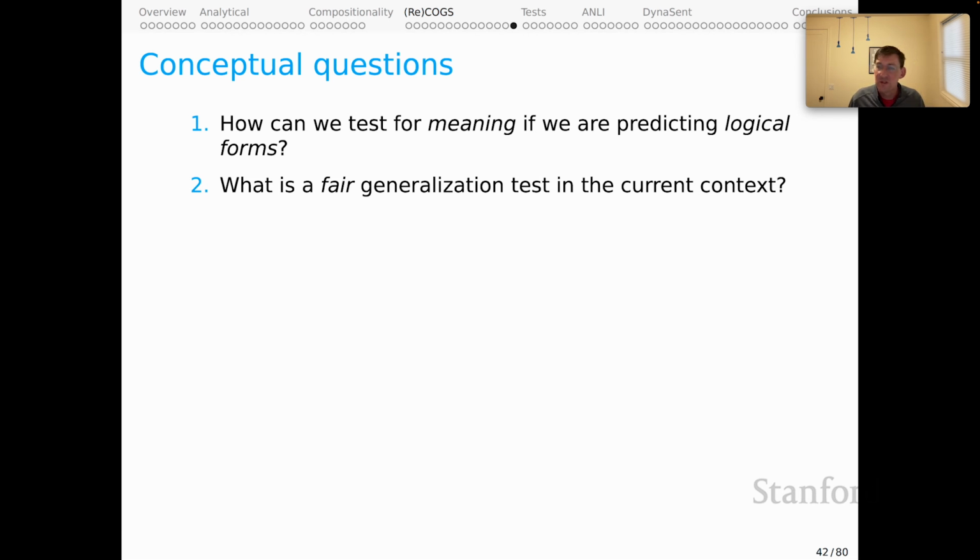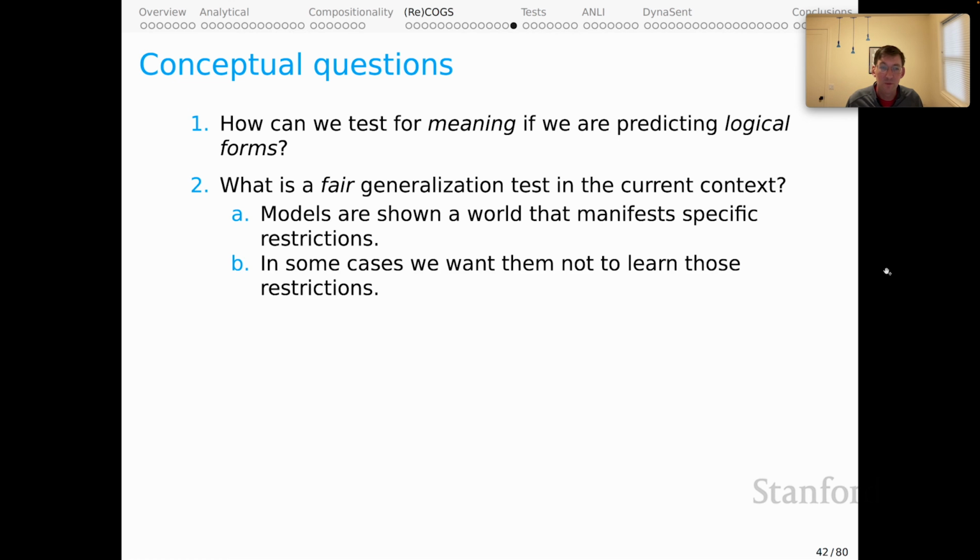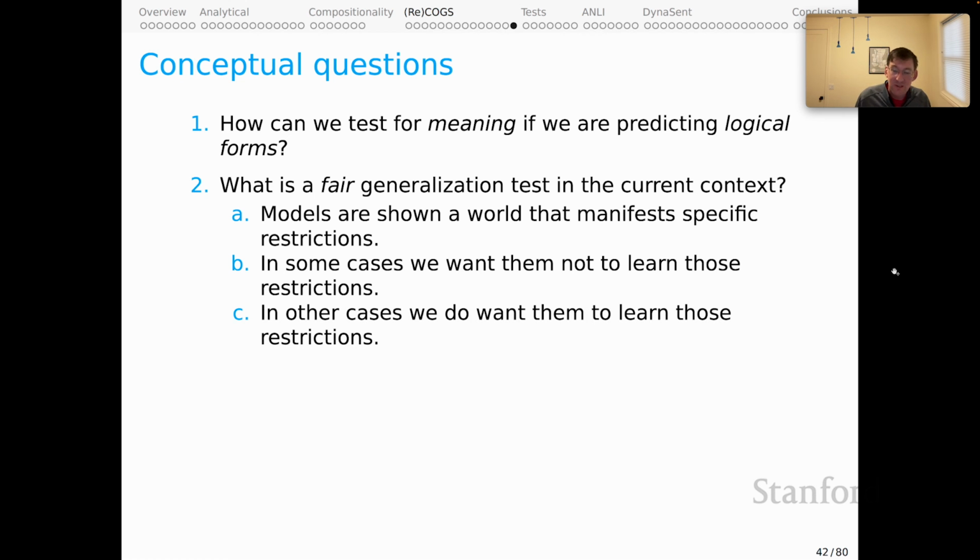What is a fair generalization test in the current context? You know, a lot of our insights about compositionality start to border on things that might look like they are unfair in the sense of my earlier screencasts in this unit, because we are deliberately holding out from the training experiences some examples that we expect the model to grapple with at test time. For example, models are shown a world that manifests a specific restriction like PPs appear only in object position, and then asked to grapple with a world in which they also appear in subject positions. And the hard part about this is that in some of these cases where we restrict the training experiences, we want models to learn not to learn those restrictions, as in the COGS splits. Whereas in other cases, we do want them to learn those restrictions, and actually just conceptually figuring out for different phenomena which category they fall into seems extremely difficult to me.